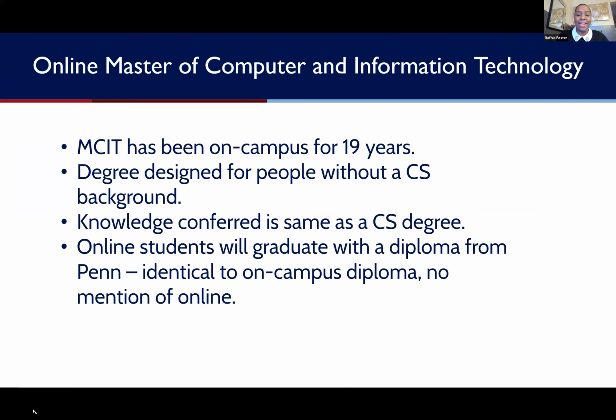The knowledge that you gain is the same as a computer science degree. Oftentimes people ask what the difference is between MCIT and Masters of Science in Computer Science, but it's the same information and the same type of degree in a way, but MCIT Online is a unique credential by the University of Pennsylvania. Our students graduate with the same diploma, the same degree as our on-campus students. Oftentimes people ask, is it going to say that it was online or if it was part-time? You have the same campus diploma, same transcripts. There's no mention that the program was completed online.